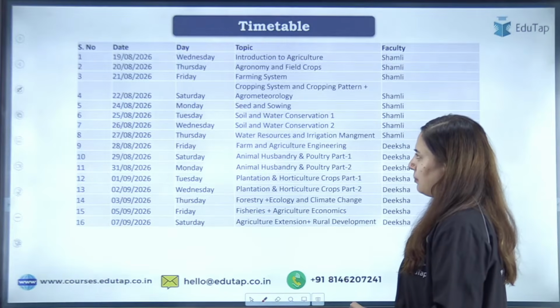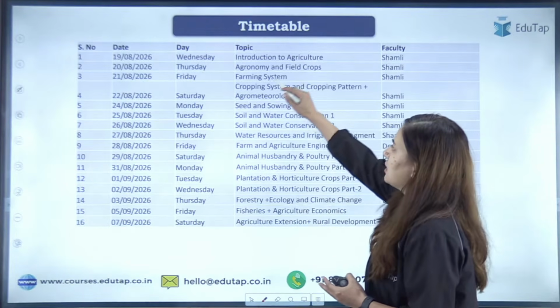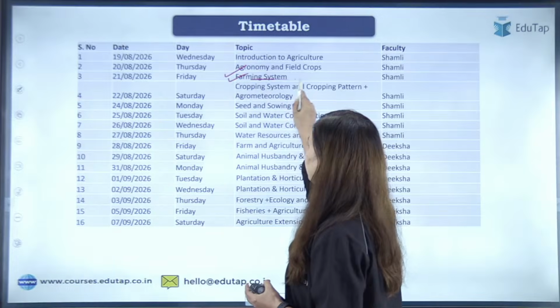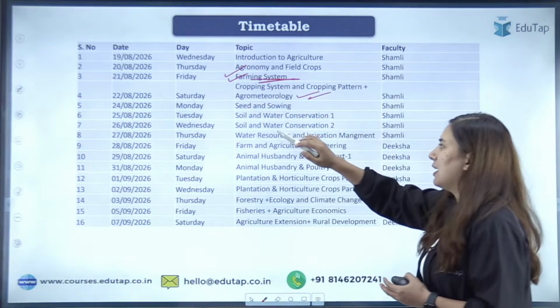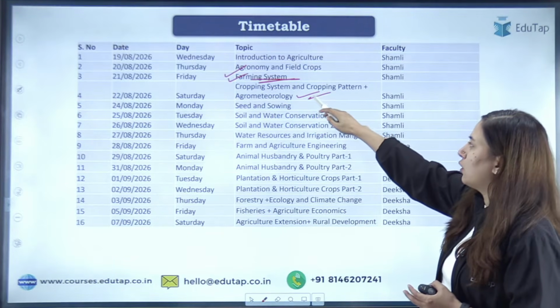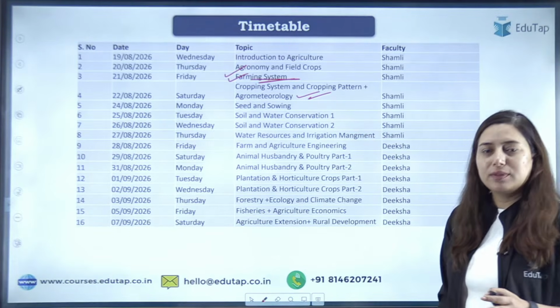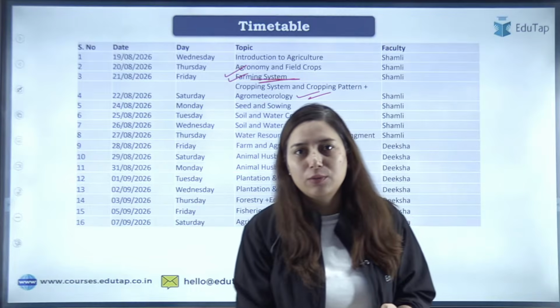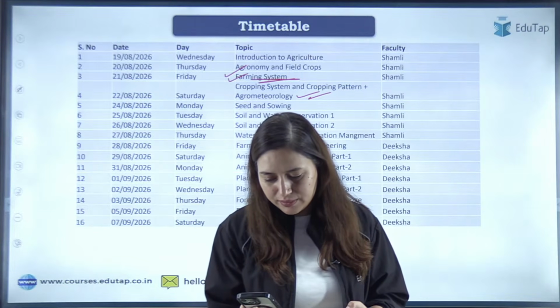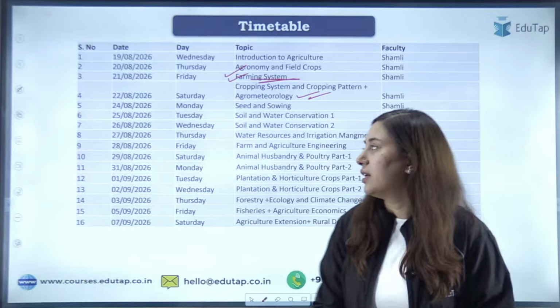Again, let me show you the timetable before proceeding. Today is the third class. Okay, we are covering the chapter farming system. Tomorrow will be the fourth class wherein we are covering the topics cropping system, cropping pattern, agrometeorology. Okay, I hope till then it's fine and I hope till now everybody has joined. Okay, great. Let's move ahead.